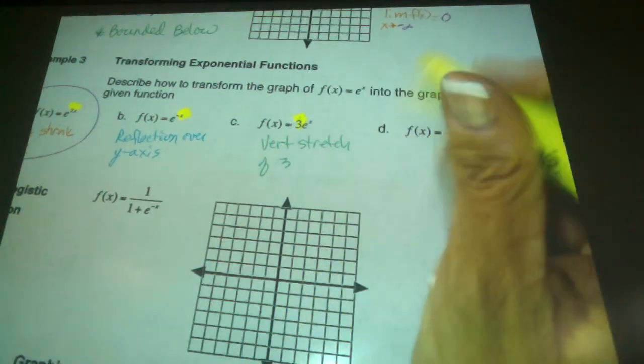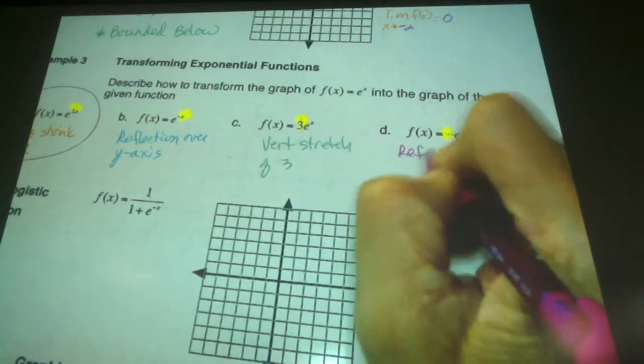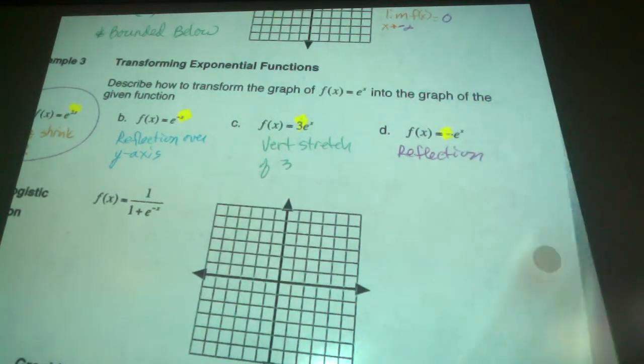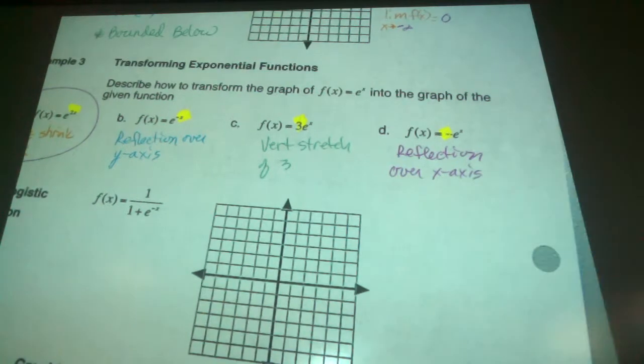A negative on the outside of the function. A negative always means a what? A reflection. But it's affecting the outside of the whole graph because the negative is occurring on the outside, it's not touching the x. So if it's affecting the outside, the whole outside is y, so where does it get reflected? Over the x-axis. So I talk to myself a lot. You should be doing the same thing, talking yourself through these problems.